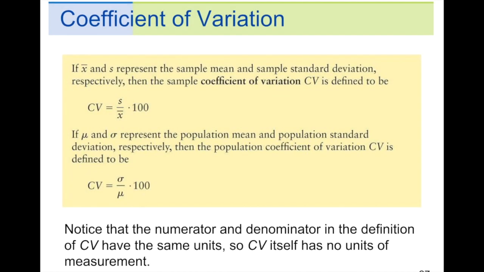If x bar and s represent the sample mean and sample standard deviation respectively, then the sample coefficient of variation, CV, is defined to be CV equals s over x bar times 100. And if mu and sigma are used, then you use sigma over mu instead. Notice that the numerator and denominator in the definition of CV have the same units. So CV itself has no units of measurement, because you're dividing the same units by the same units, and those cancel out to leave no units at all.